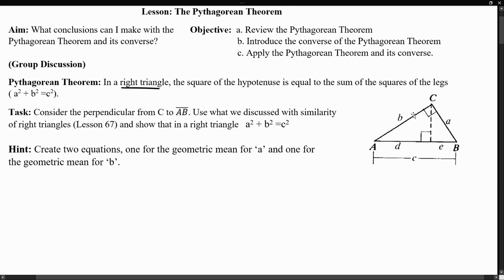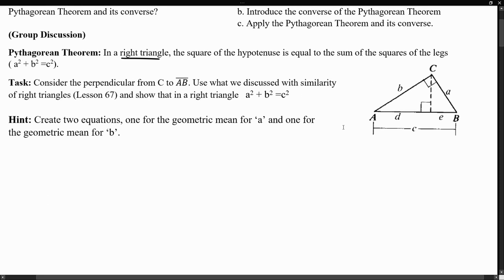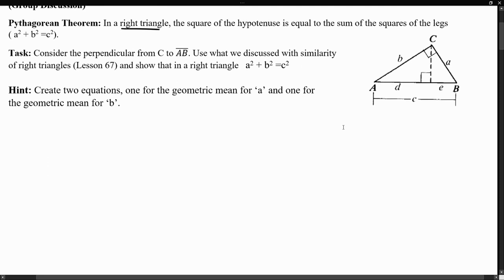But let's see if we can use what we have discussed in the previous lesson to show that the Pythagorean theorem is true for a right triangle. Let's try to use a different approach, the approach for the geometric mean. So let's start by identifying two things. We're going to create two equations, one for the geometric mean of A.